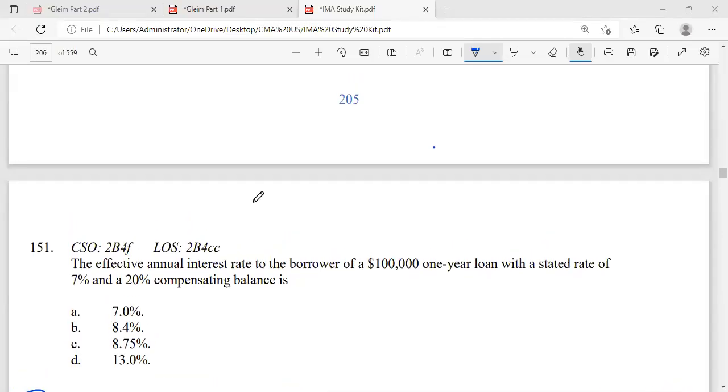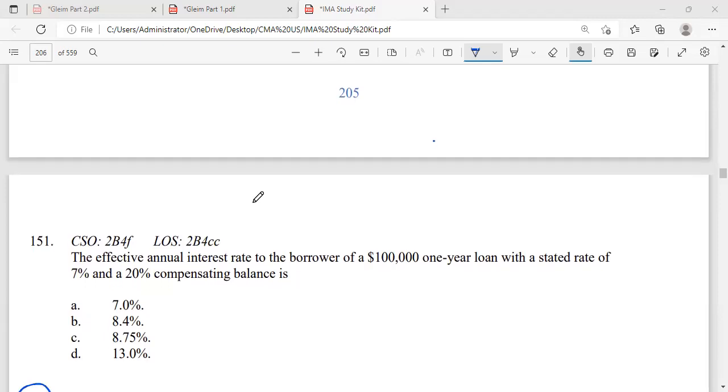Let us just see this particular question, which is question number 151. It is asking the effective annual interest rate to the borrower of a 100,000 one-year loan with a stated rate of 7% and a compensating balance of 20%.